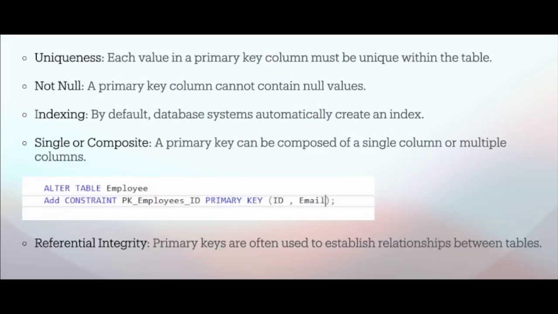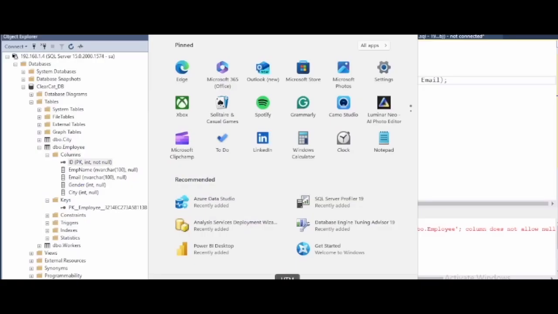Now the next one is key features of primary key. Below are the features what I have mentioned in this slide. First thing, uniqueness. Each value in a primary key column must be unique within the table. Let's jump into the SQL, how it is working here.